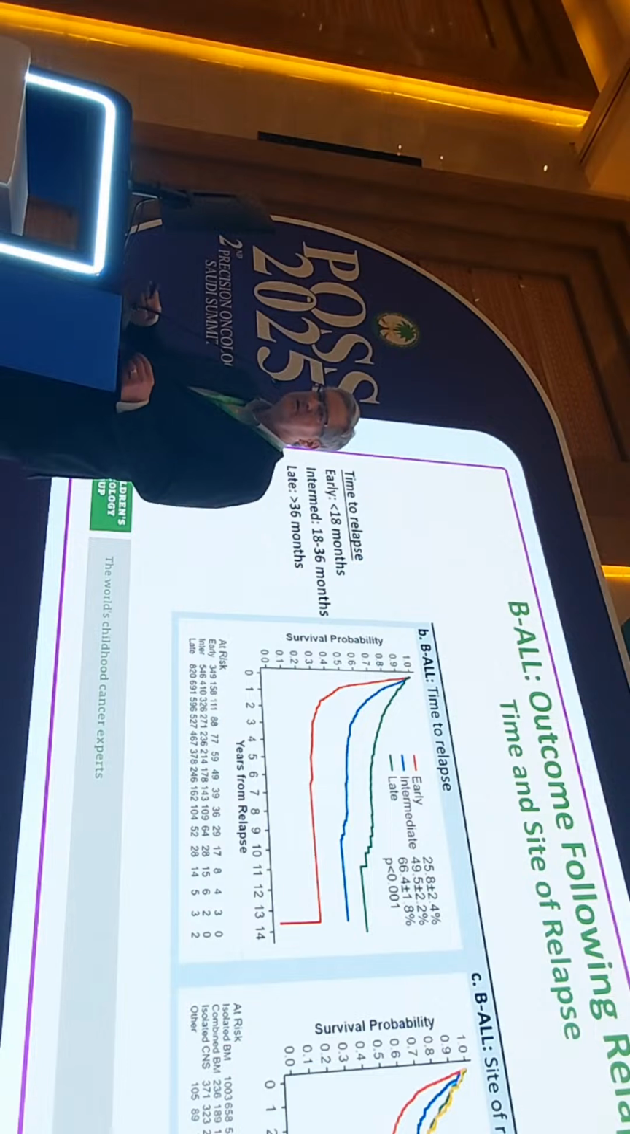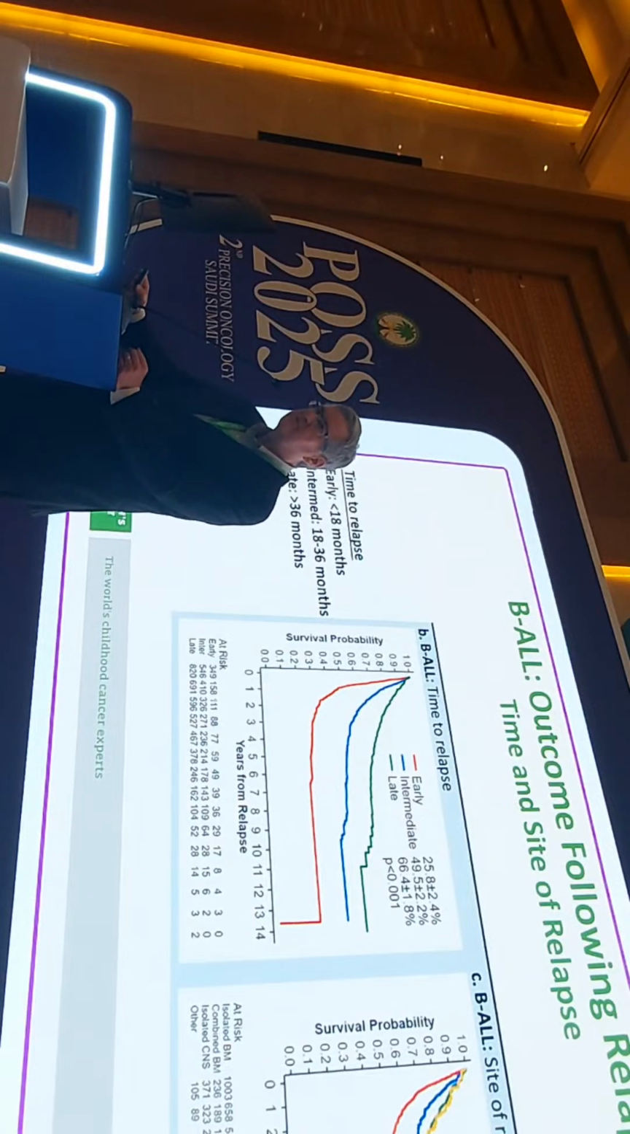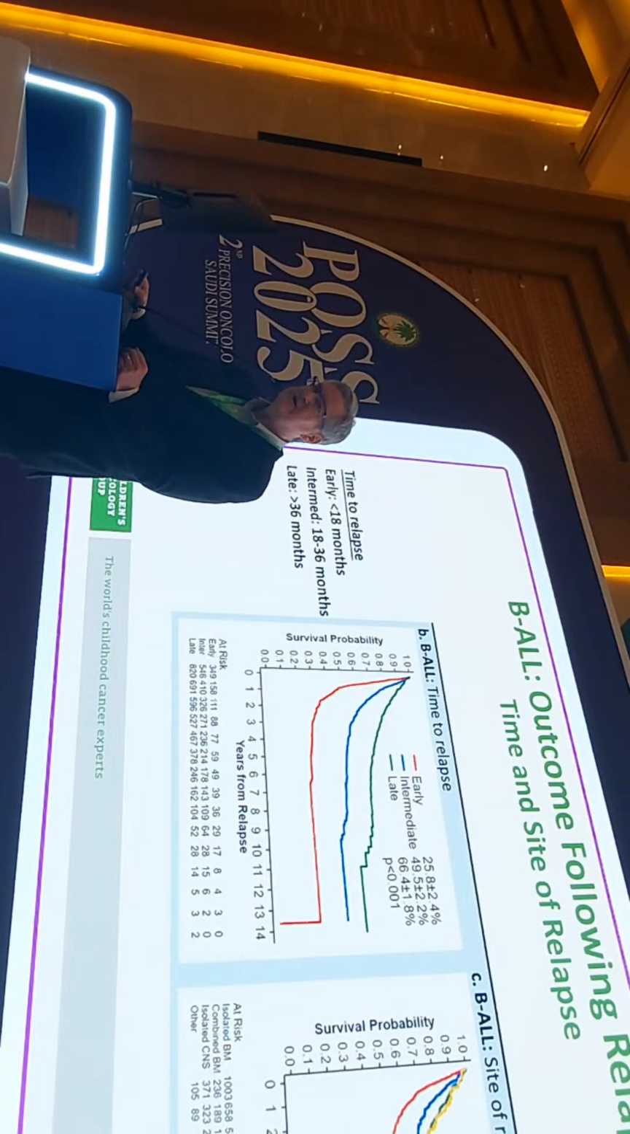And this looks at a few of the predictors of outcome post-relapse. Here we define the time to relapse on the left-hand side, so early is defined as less than 18 months, which is on therapy. And here you can see the survival is about 25% of those patients. In contrast, the patients with a late relapse, which means more than 36 months, have a survival of about two-thirds, or 66%. And those with an intermediate time to relapse have an intermediate outcome.